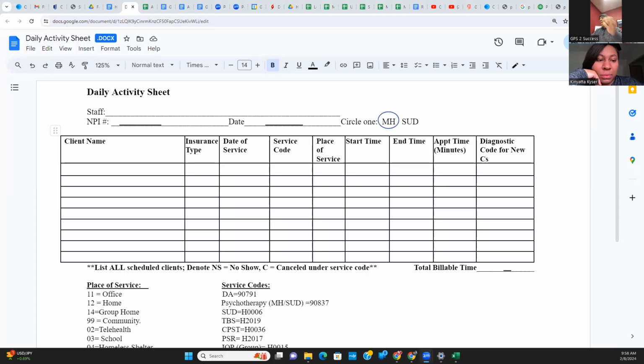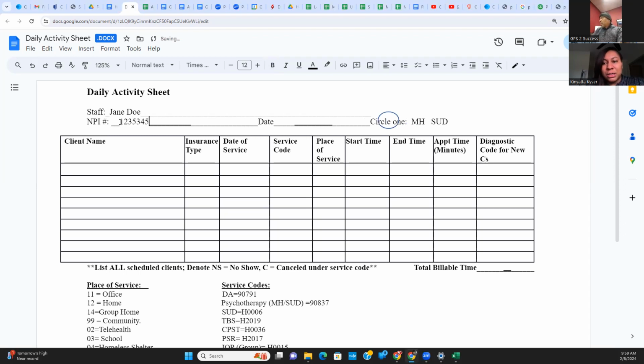Okay, so here's a daily activity sheet file, and Ms. Kiana, you can take it from there. Okay, so with filling these out, there are two ways that these are going to be filled out. When you're doing the daily activity sheets, whoever is completing it, the staff, it should be only one staff person on each sheet. So the staff member would put their name on the top. You don't necessarily have to put your NPI number because I have your NPI numbers, but if you want them to get in the practice of learning their NPIs, they can do that.